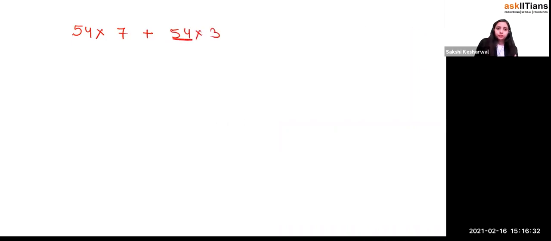So you see that 54 and 54 is common, so you have to go with the vice versa. So 54 into 7 plus 3, which is equals to what, beta? 54 into 10, which is equals to what? 540, right? Now, can I give you one more example?